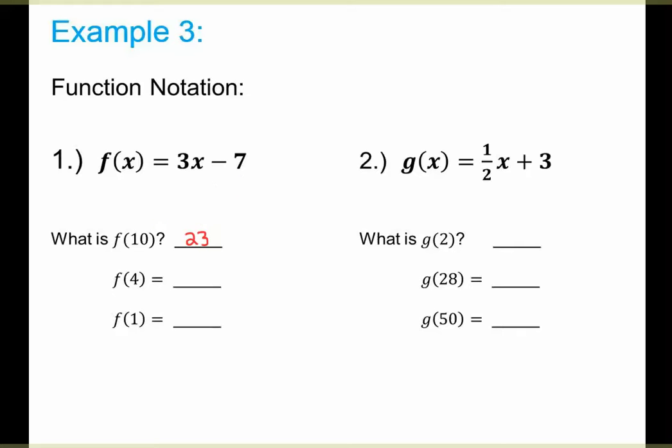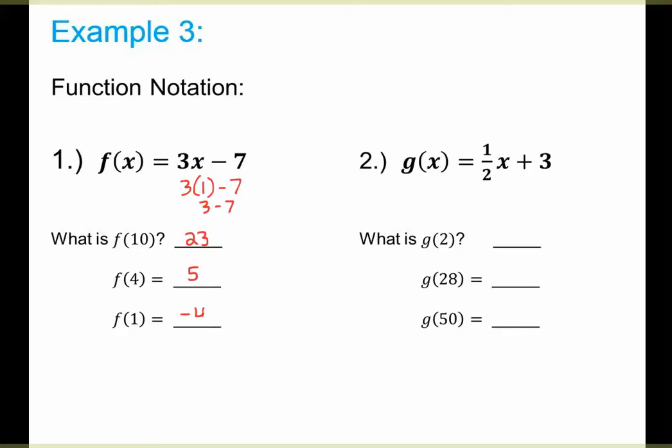Okay, and then you would do individual work for each of these. So I won't go through all of them. F of 4, you're going to be plugging in a 4 for the x. So f of 4 is going to be 3 times 4 minus 7. It's going to be 12 minus 7, and that's just going to be 5. So it's just getting used to the notation. For f of 1, you're plugging in a 1 for x. So 3 times 1 minus 7, that's going to be 3 minus 7. So f of 1 is negative 4.